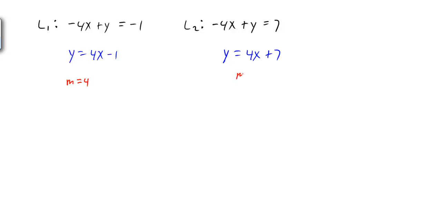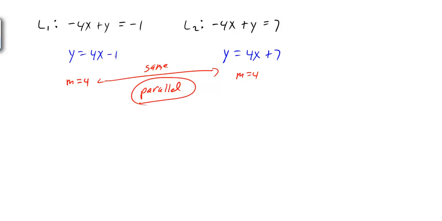If we compare the slopes, we have a slope of 4 here and a slope of 4 over here. Because these slopes are the same, we know that the lines are going to be parallel. And the y-intercept here is negative 1, while the y-intercept over here is positive 7.